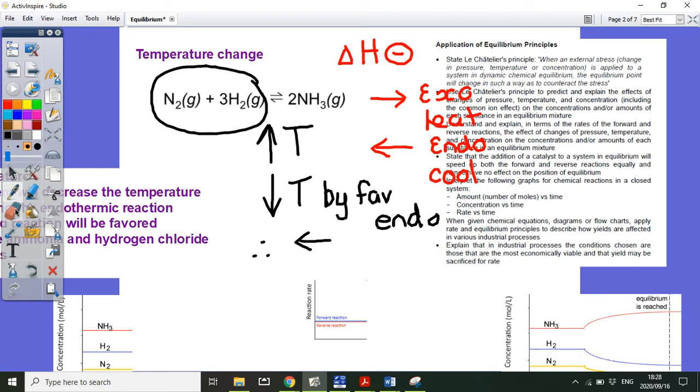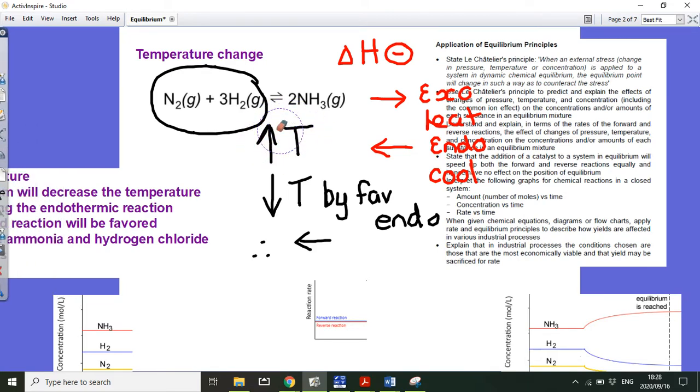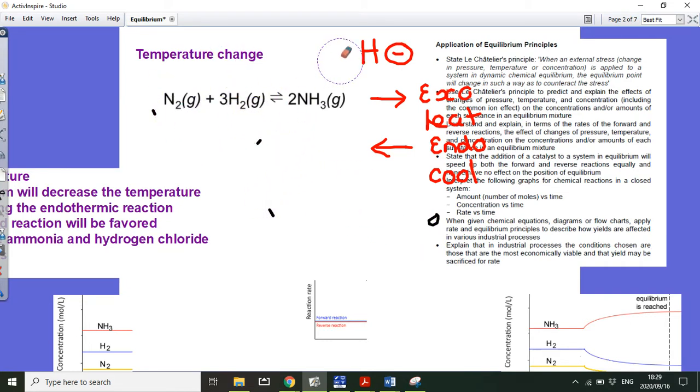All right. So those are the steps. First, say, what is the stress? Second step says, how is Le Chatelier predicting that the reaction will change it? And then the third step is, look at the reaction and then answer the question.